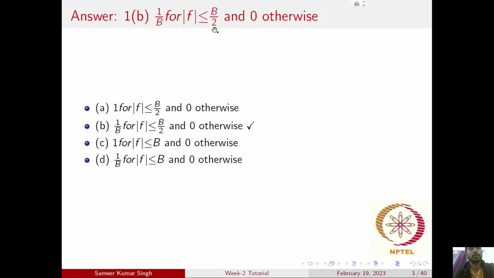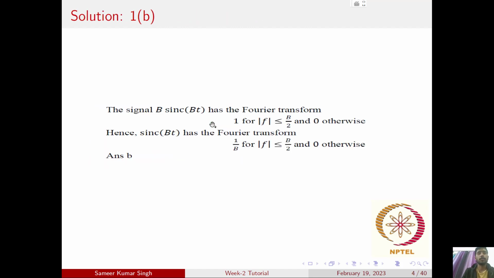So the right option for this question is the B part. The answer will be 1 by B for f from minus B by 2 to plus B by 2, and it will be 0 otherwise. Basically, when we take the Fourier transform of the sinc function in the time domain, the answer will become a rect function in the Fourier domain, that is, in the frequency domain. So that is the solution of this question.